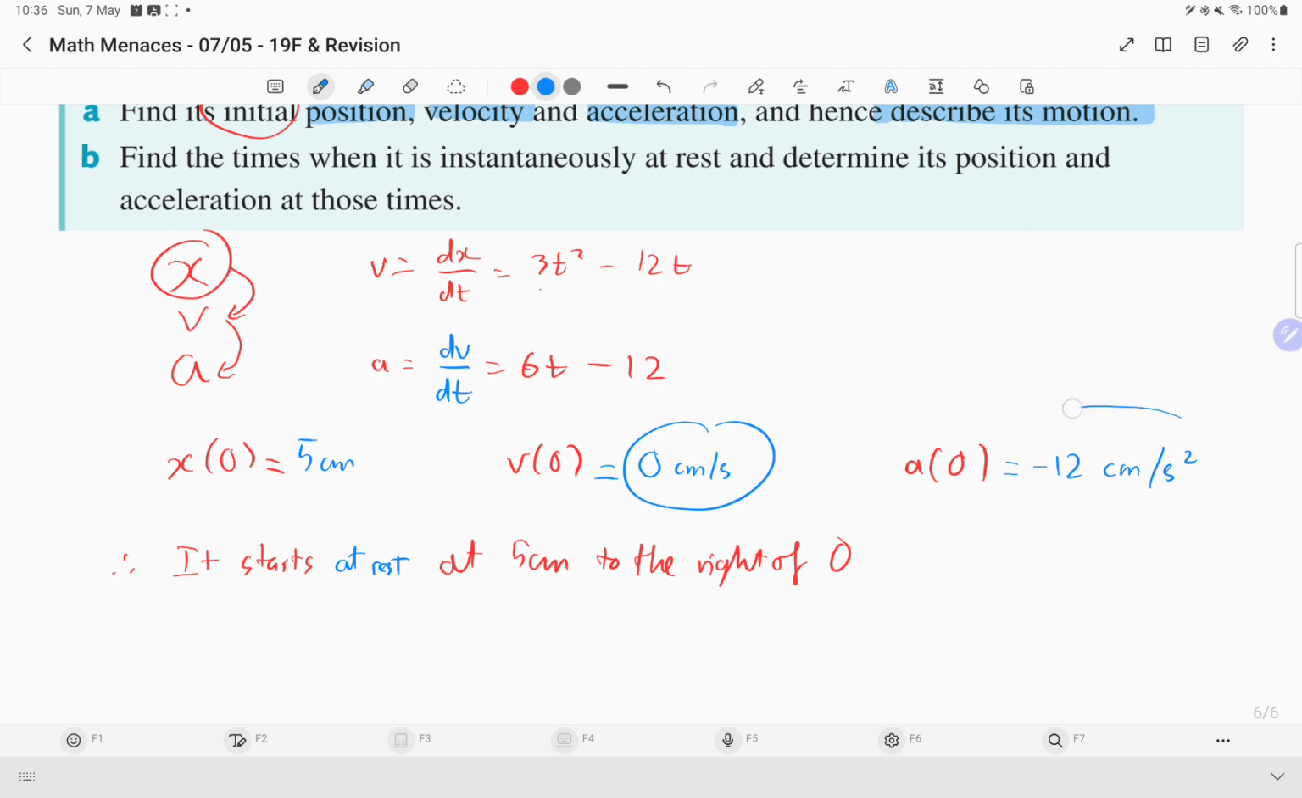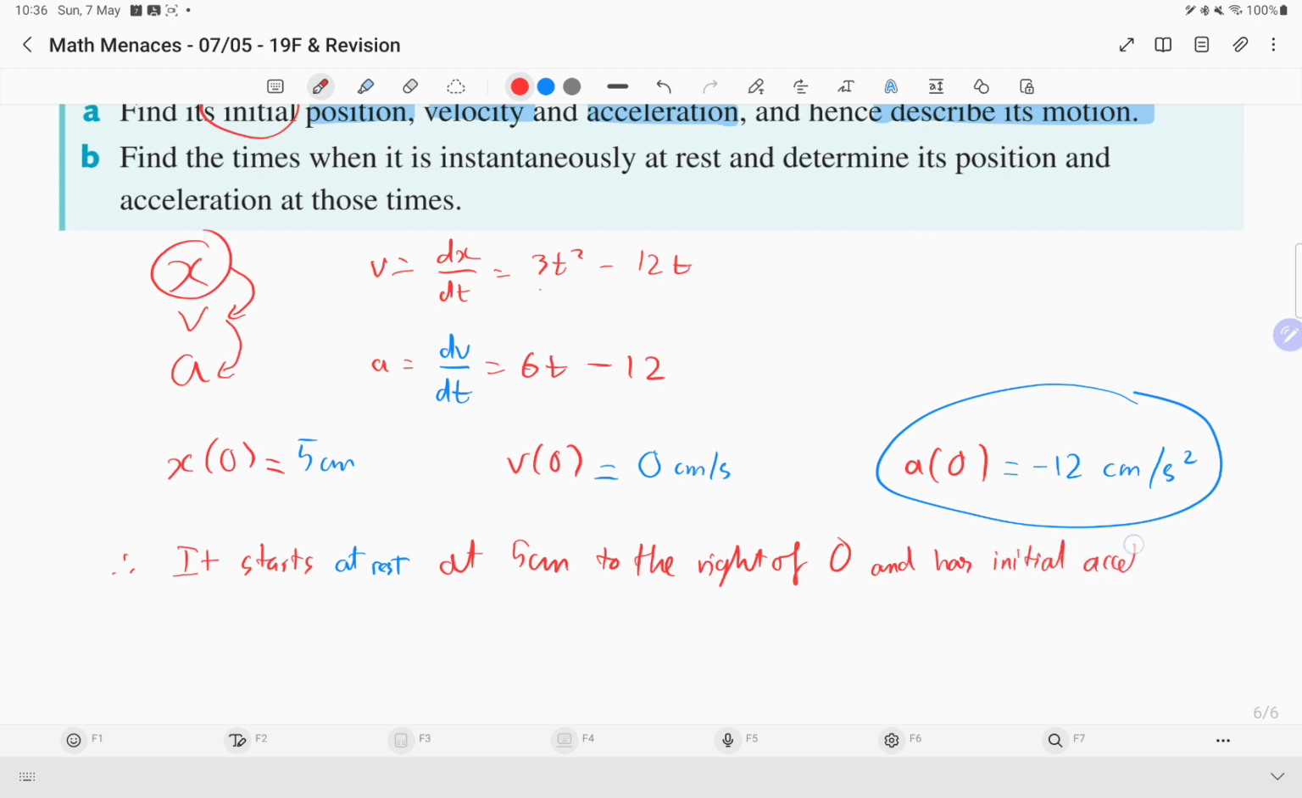Now the last one, Charlie, how do you interpret this statement here? Well, I don't think it has an initial acceleration of negative 12 centimeters. Yeah, that's the only thing that you can say. It starts at rest at 5 centimeters to the right of O and has initial acceleration of negative 12 centimeters per second squared. I think that's all you can say. You can't really say much about acceleration.